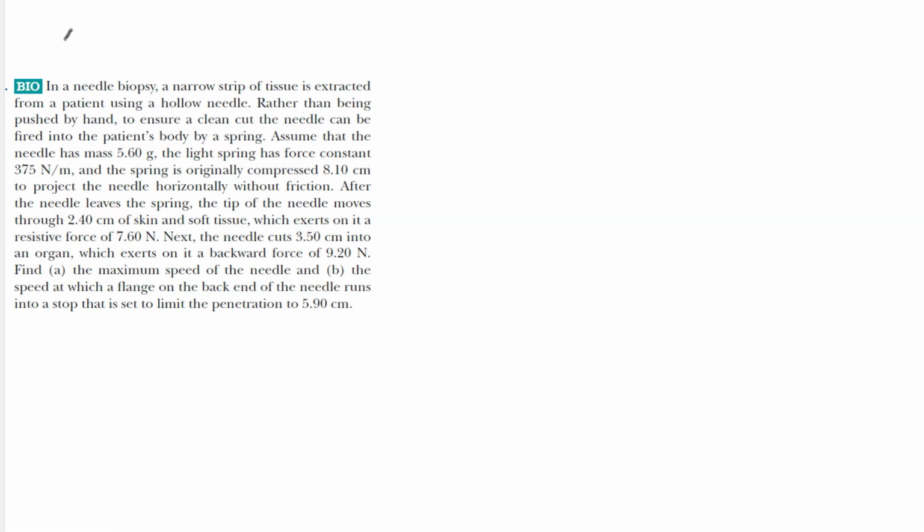Okay, so here we've got a kind of bio-oriented conservation of energy problem, and it involves some non-conservative forces. So we're going to use our modified version of the energy conservation formula, which is energy initial plus the work done by non-conservative forces. That's going to be equal to energy final. And the example in this case is a spring-loaded needle.